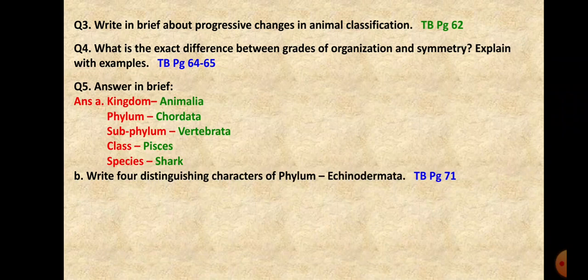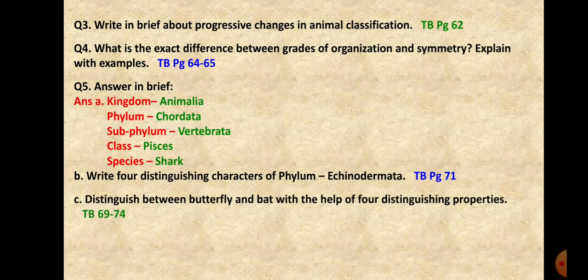Like these animals are having calcareous spines on the body, right? Because echino means spines and derma means skin. They have spines on the skin. Then they are triploblastic, having 3 layers of germ layers. Then they are eucoelomate, radially symmetrical. So these distinguishing characters of echinodermata you have to write.